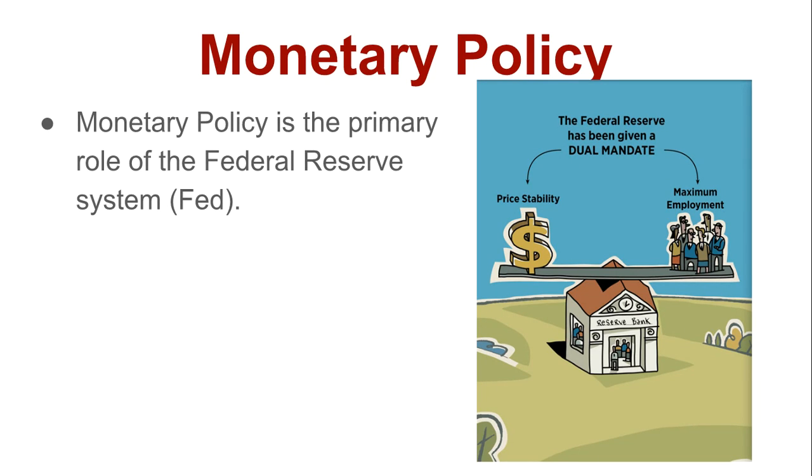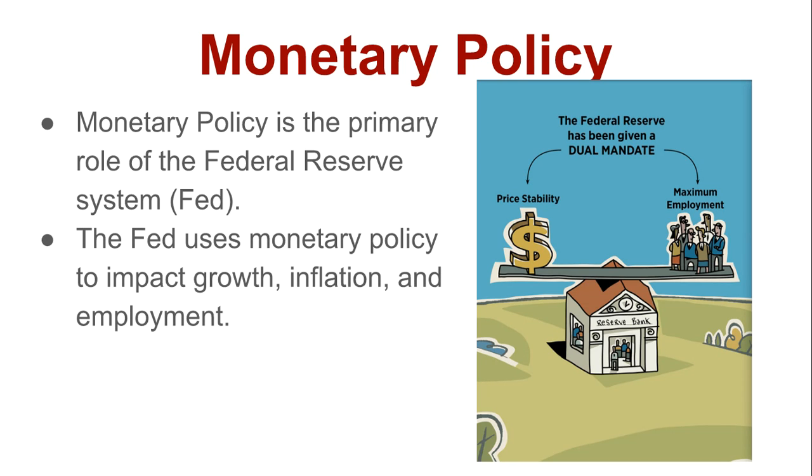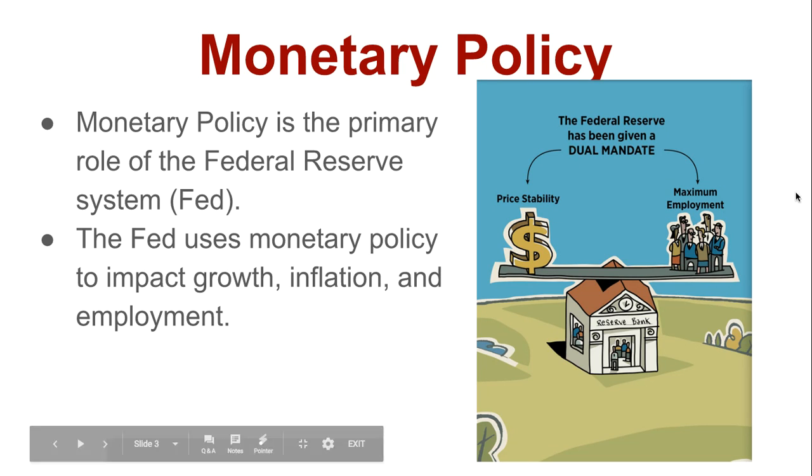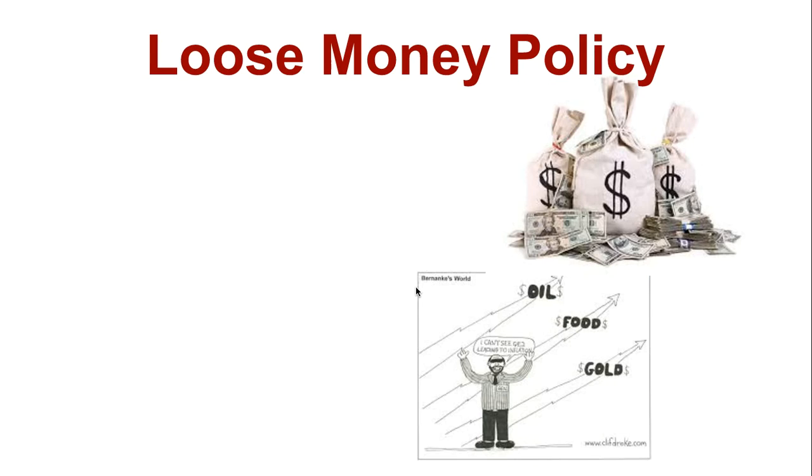Monetary policy is a primary role of the Federal Reserve System. So what does the Federal Reserve System do? Monetary policy. Who manages monetary policy? The Fed. The Fed uses monetary policy to impact growth, inflation, and employment. Those are the three things that are really impacted by monetary policy, and it's the Fed's job to make sure that these things are all properly balanced. We want a nice balanced economy, and the Fed, well, they're going to take care of that for us.